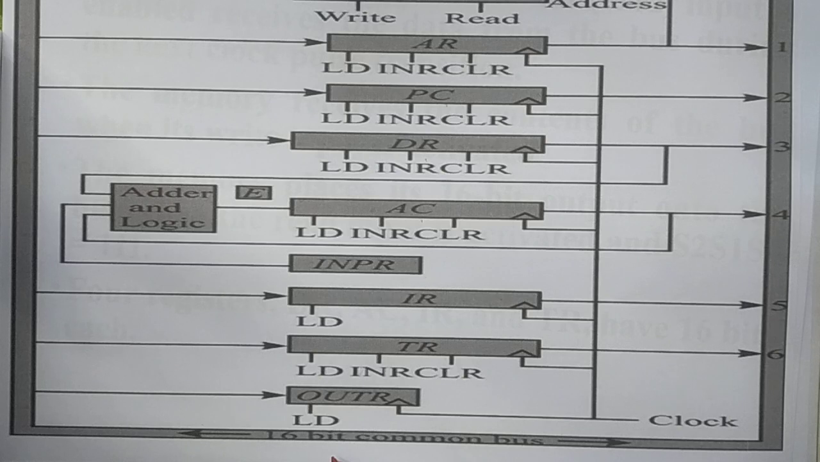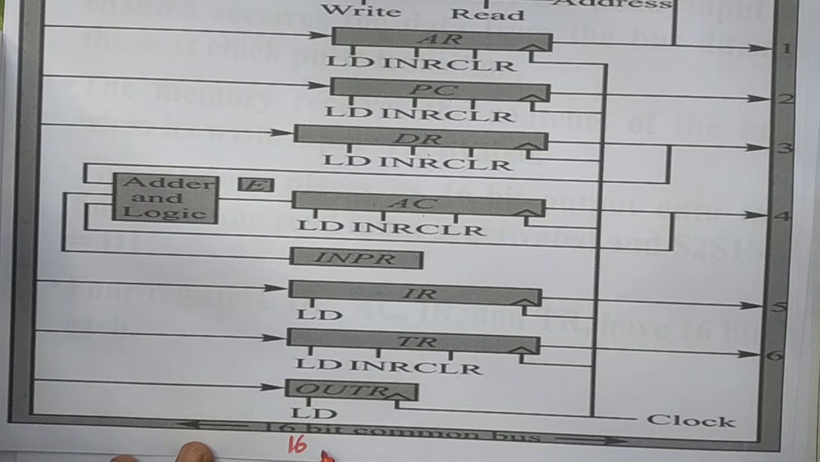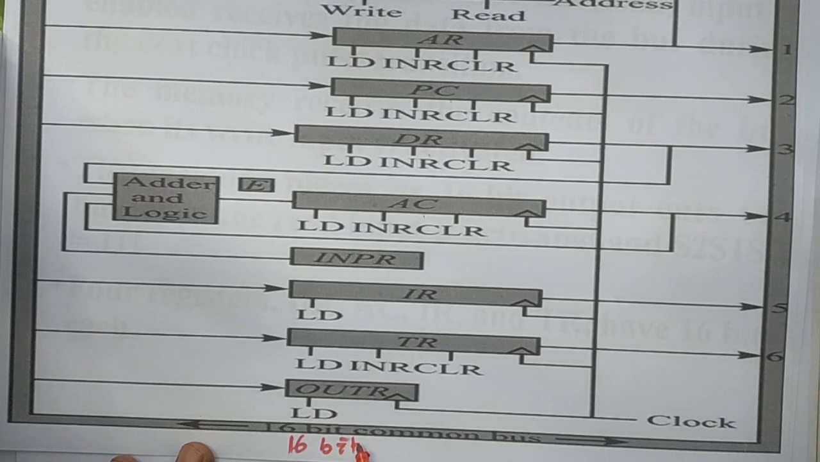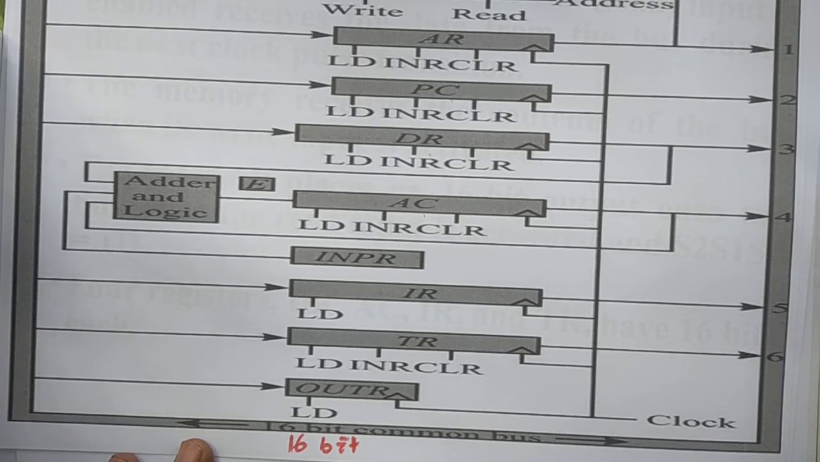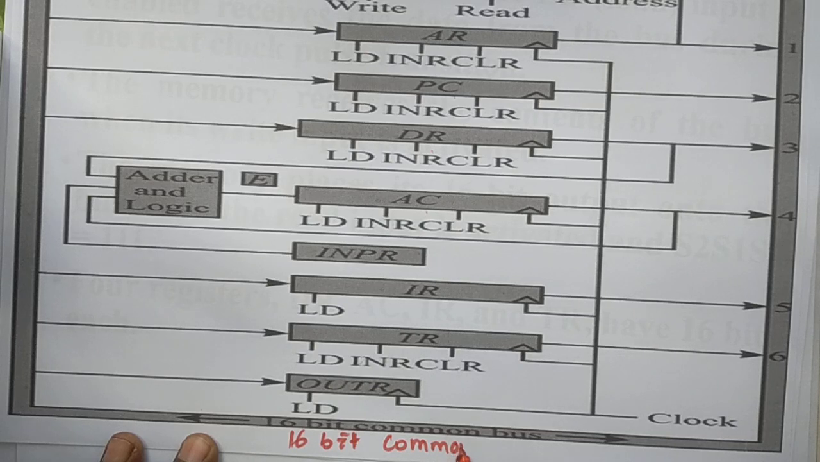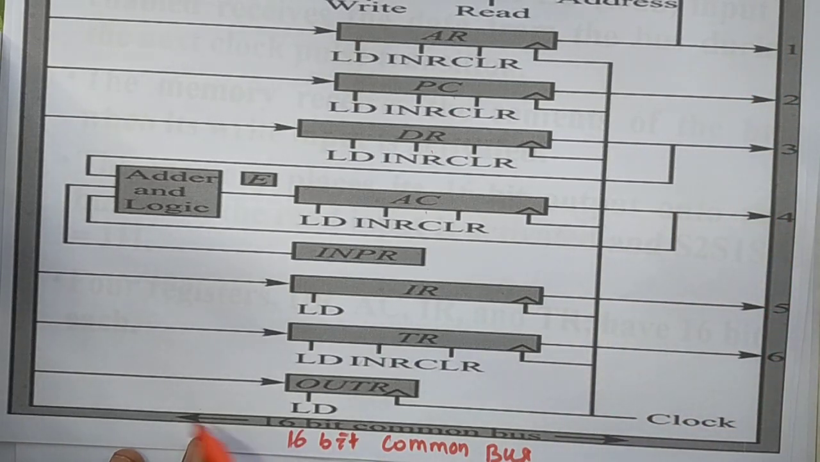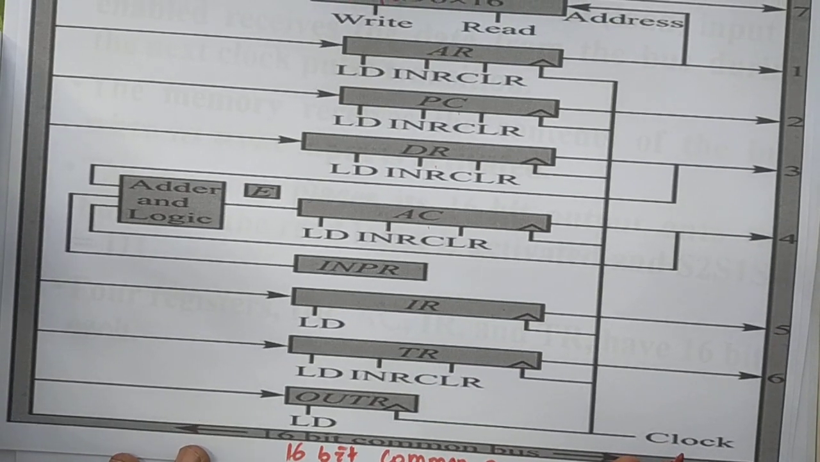16 bit. Okay, 16 bit common bus. Okay, we can write also common bus. That means 16 bit data can be passed through this common bus. Okay, 16 bit data. This is the structure of a common bus.